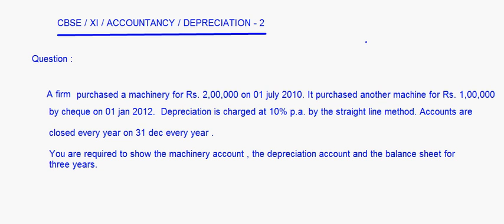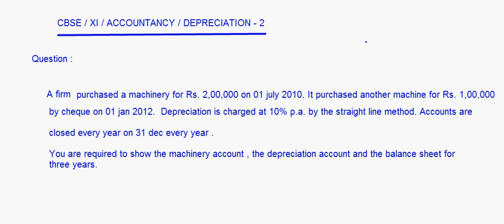Now this is a question where there are two machines, right? The first machine is being purchased on 1st July 2010, and the second machine is being purchased on 1st January 2012, right? Now here, first of all, we have to make the depreciation account. But before proceeding to the ledger accounts, I'll show you the journal entries for these transactions.